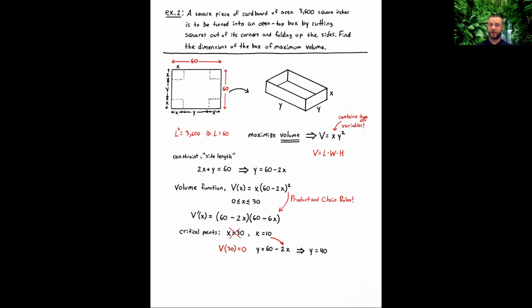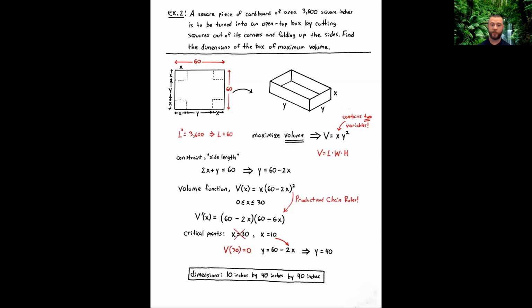Now that's just one of the dimensions. We still need y, but again, go back to your constraint. Now that you have x, you can plug that in to figure out your y value. Y we found was 60 minus 2x. If you plug in x is 10, you should find that y, the base side length, comes out to be 40 inches. So we get our dimensions, 10 inches by 40 inches by 40 inches.